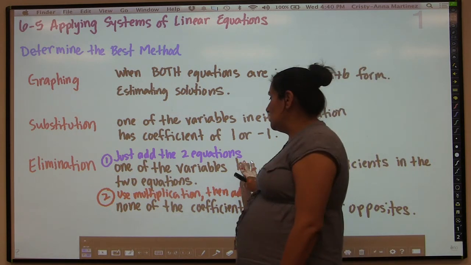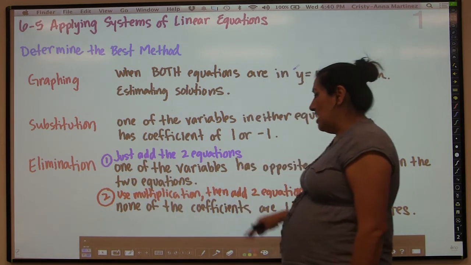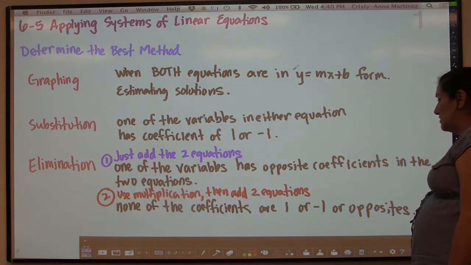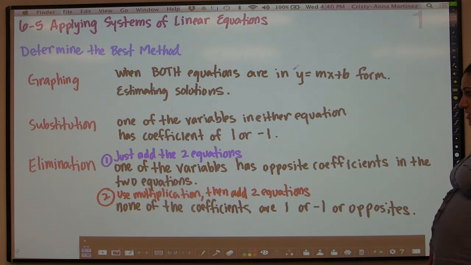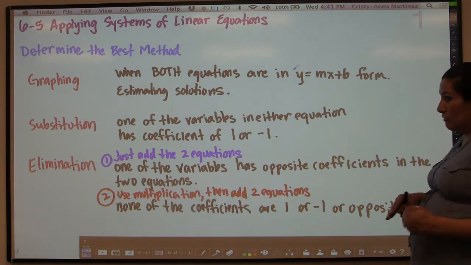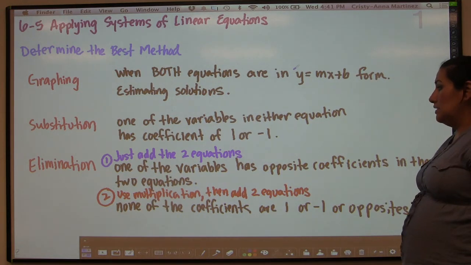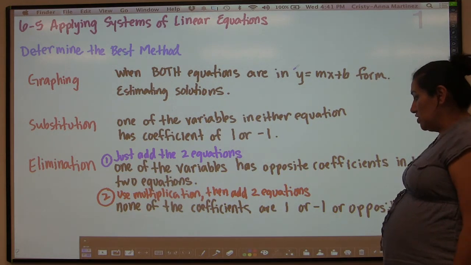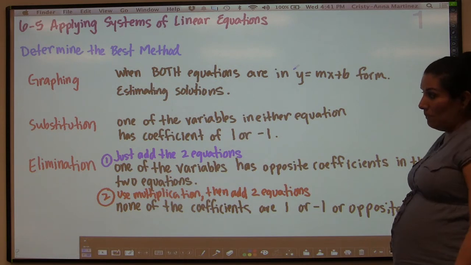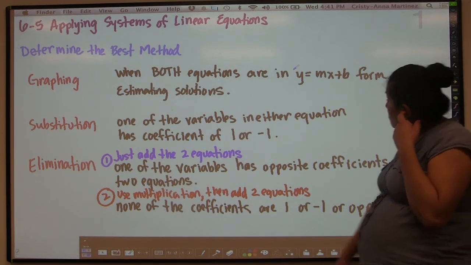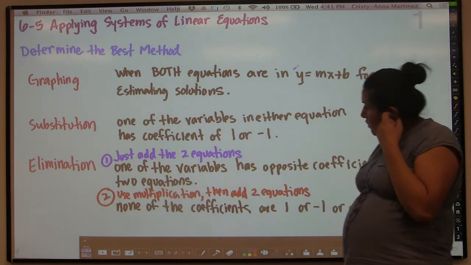If you want to use the first tier, that's going to happen whenever one of the variables has opposite coefficients in the 2 equations. So it's already kind of set up for you. All you have to do is add the 2 equations together. That's option 1. Option 2 for elimination is when none of the coefficients are 1 or -1 and they're not opposites. Then you have to use multiplication first and then you can add the 2 equations together.